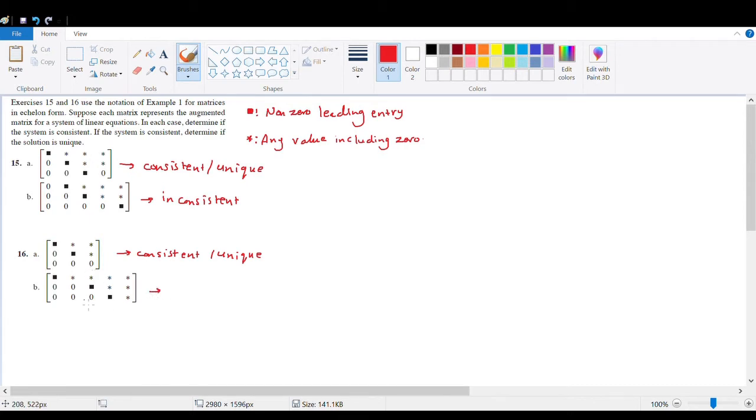For B, here we have a leading entry, which is non-zero. We have another leading entry, and this one is another leading entry. The system is consistent because we don't have a form 0 0 b, so we can say it is consistent. For the uniqueness, since here we have a value for x1. For x2 there is no leading entry, that means x2 is free. Here we have x3, and also x4. So that means we have infinitely many solutions.